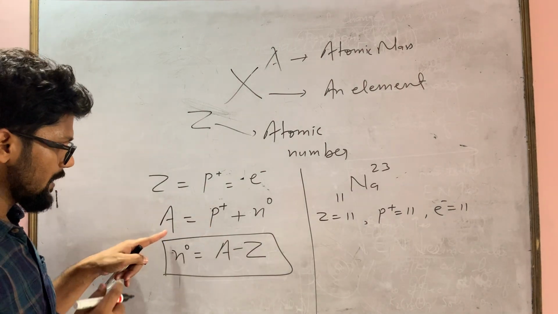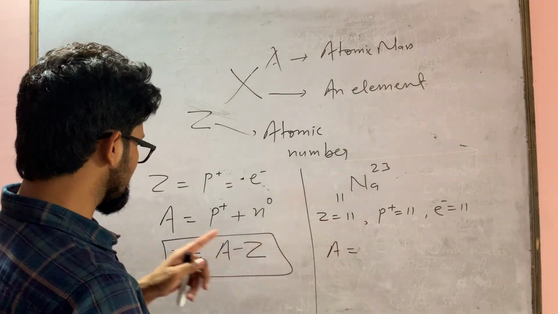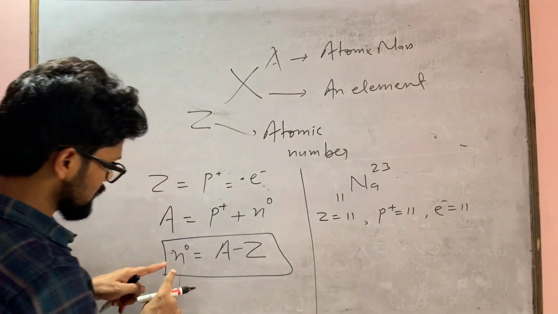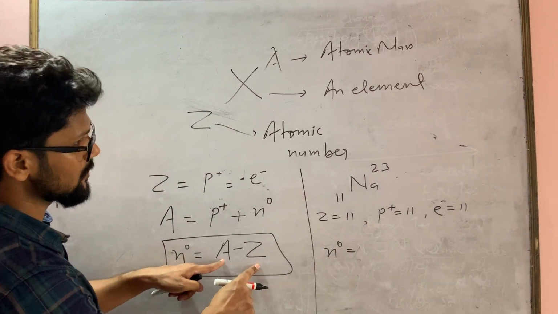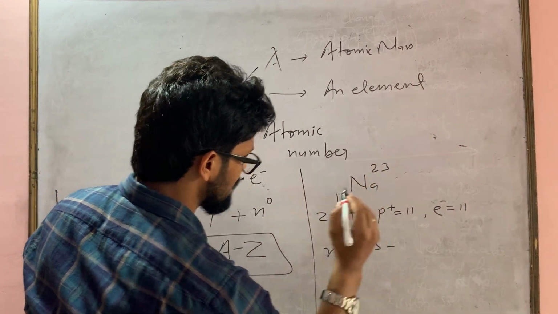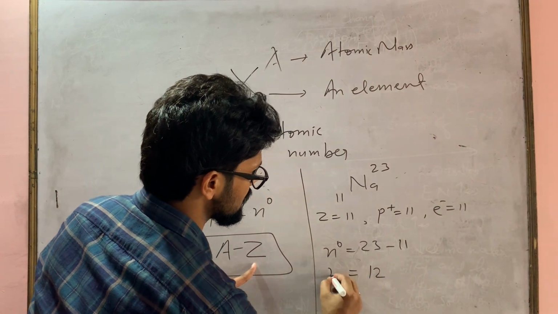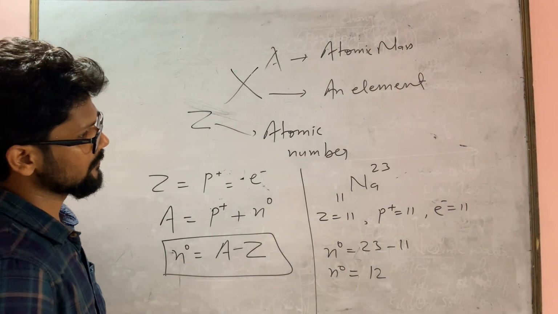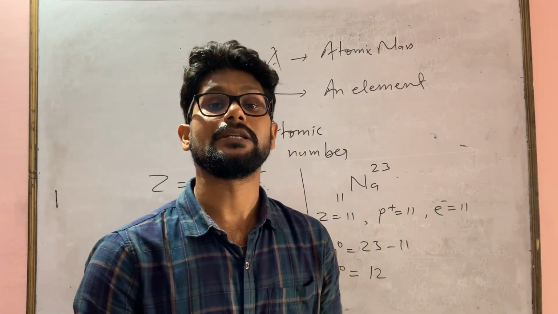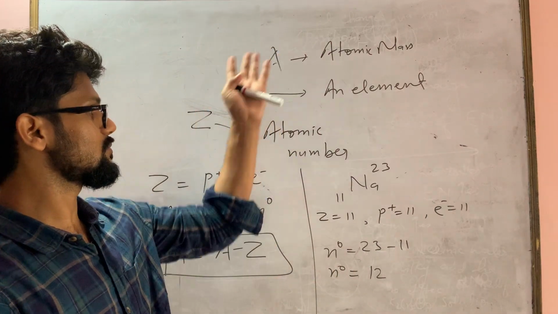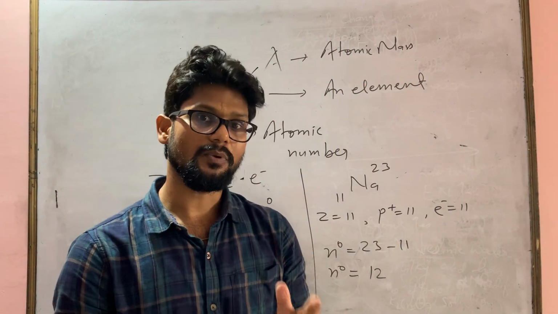Now come to A. A is already given as 23, so no need to calculate. So we have to find neutron. Neutron is equal to A minus Z. What is A? A is 23, minus what is Z? Z is 11. So we write 11. So neutron is equal to 12. This way you can find electron, proton, and neutrons. If you remember this small thing, you can write the definition of atomic number as well as atomic mass.